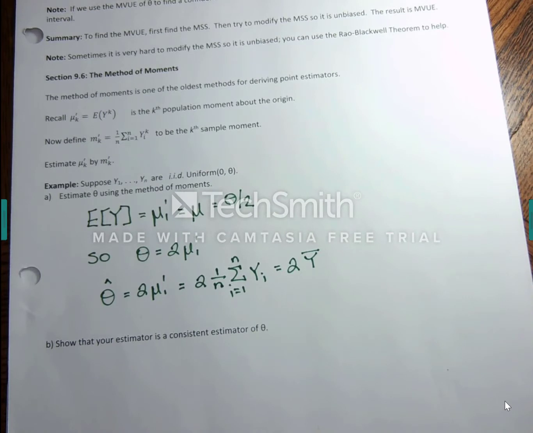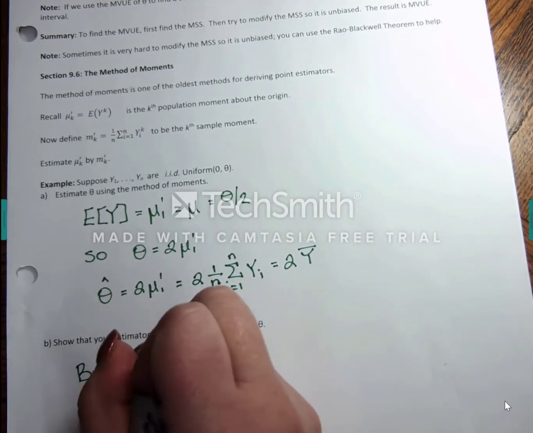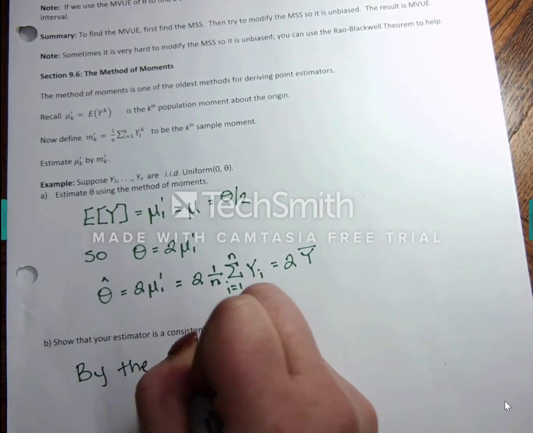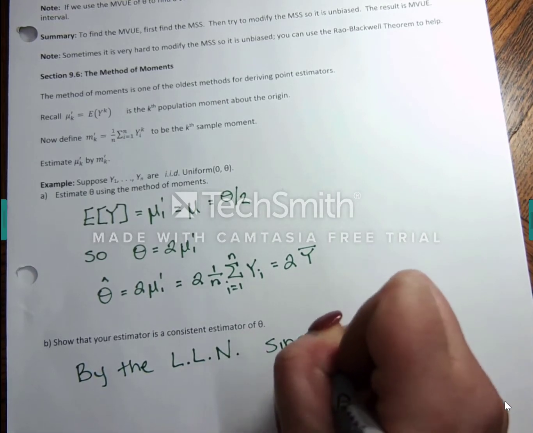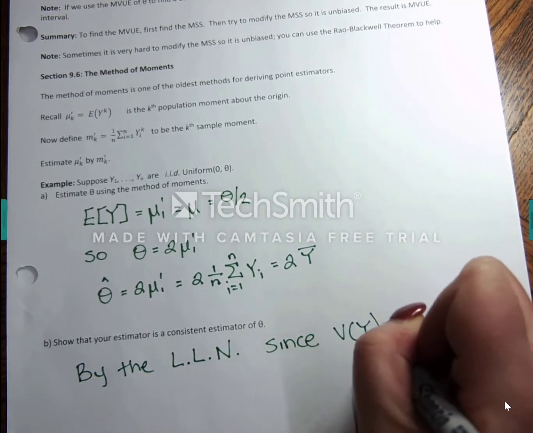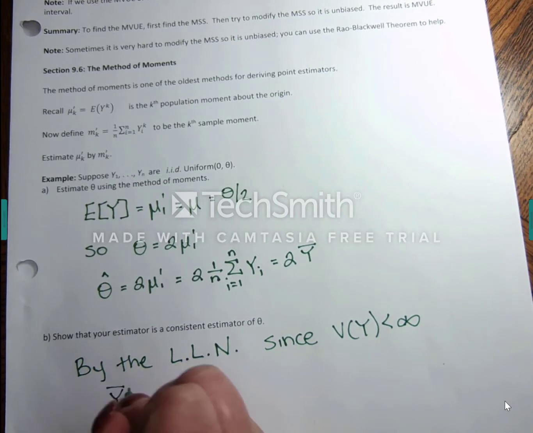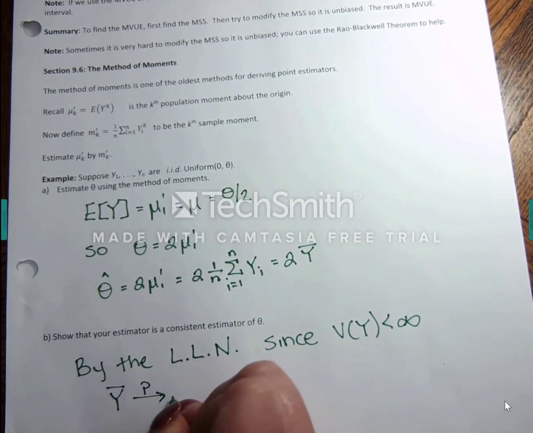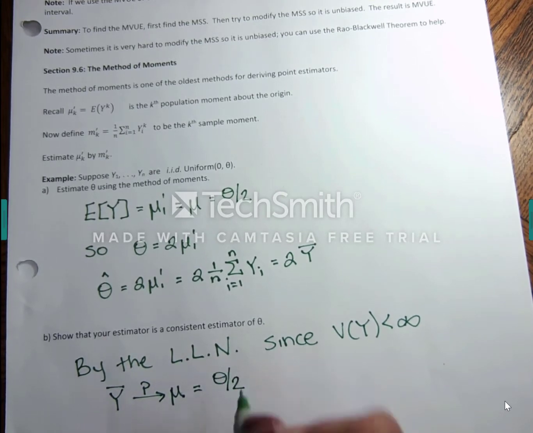Next, we're going to show that our estimator is a consistent estimator of theta. Notice here, by the law of large numbers, since the variance of y is finite, and we know that because this is a uniform distribution, we know that y bar converges in probability to mu, which is equal to theta over 2. We've proved that previously.